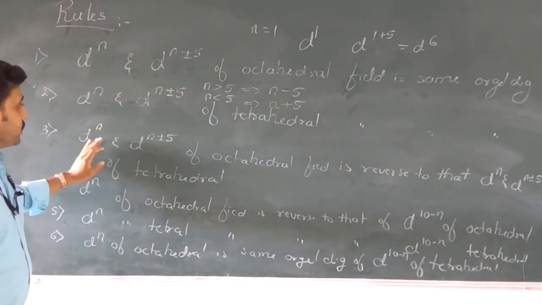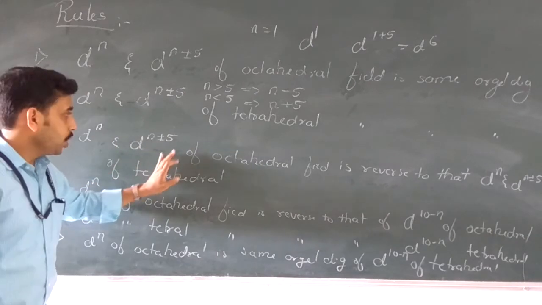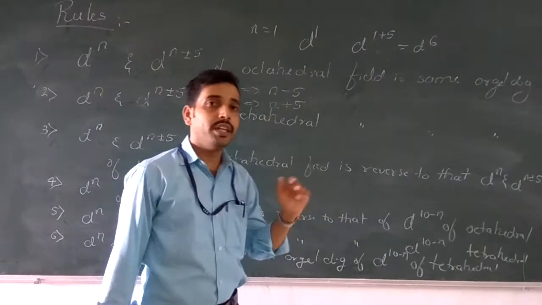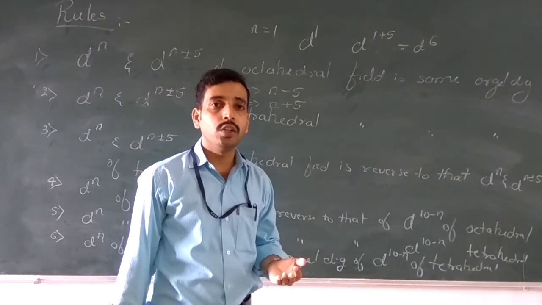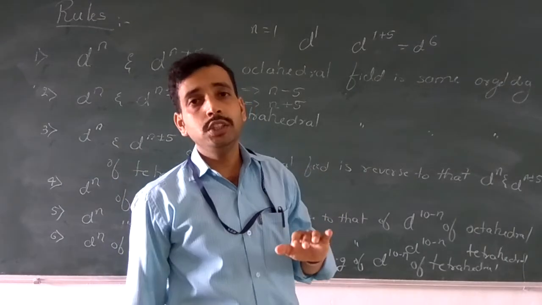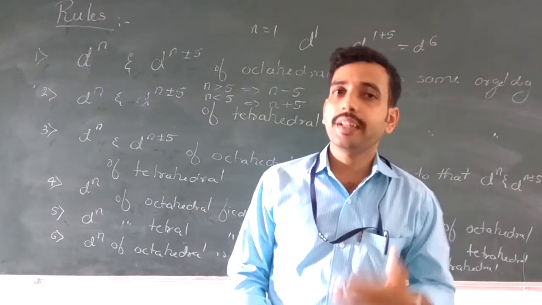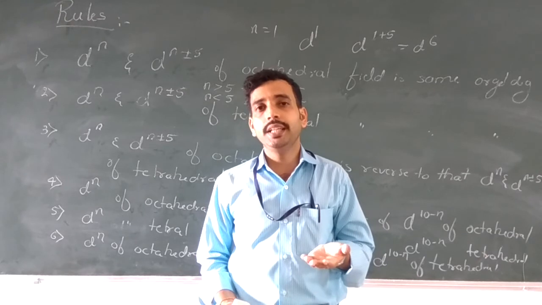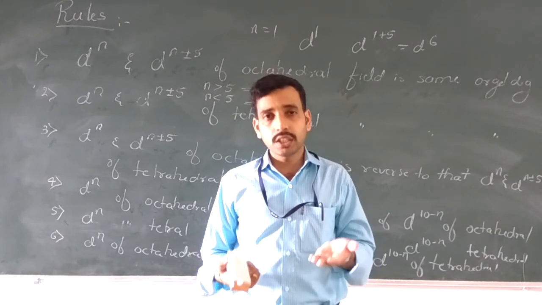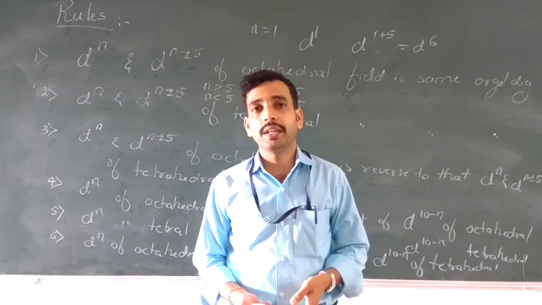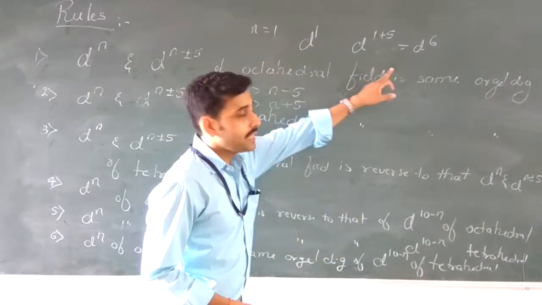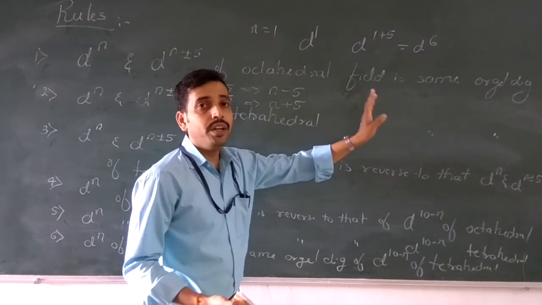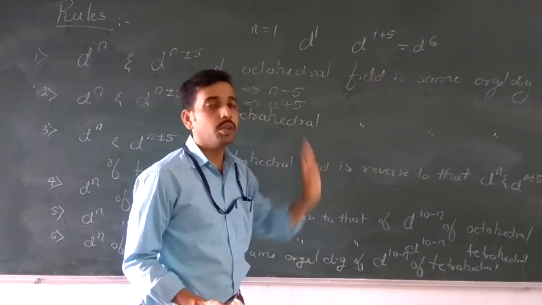Next, third is Dn and Dn plus or minus 5 of octahedral is the reverse of Dn and Dn plus or minus 5 of tetrahedral geometry. We know that octahedral geometry is the reverse of tetrahedral geometry. Here, octahedral has the reverse energy diagram, or reverse crystal field splitting, of tetrahedral geometry. That's why the D1 D6 system of octahedral is the reverse of the D1 D6 system of tetrahedral geometry.